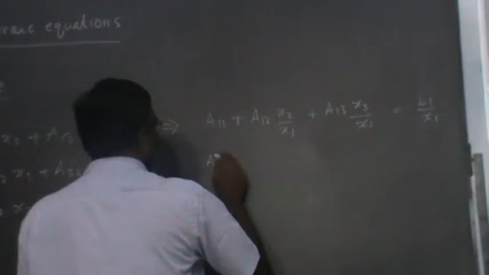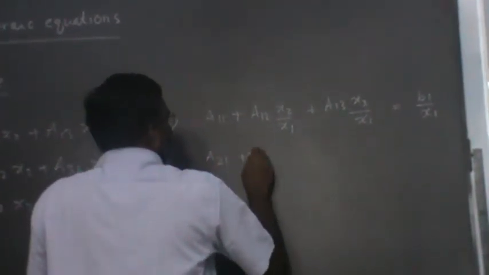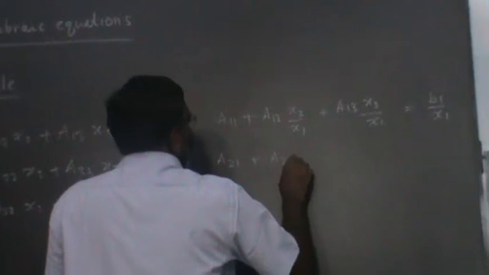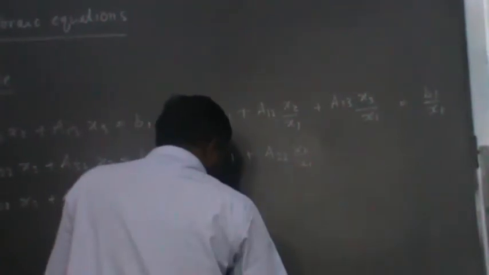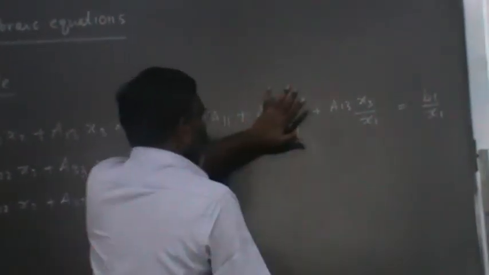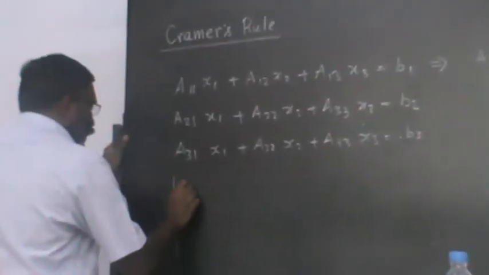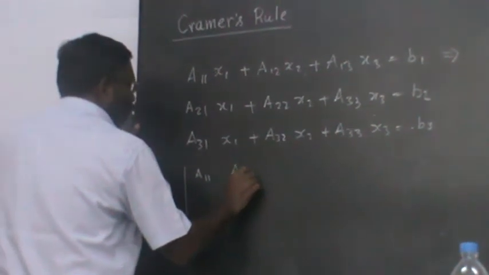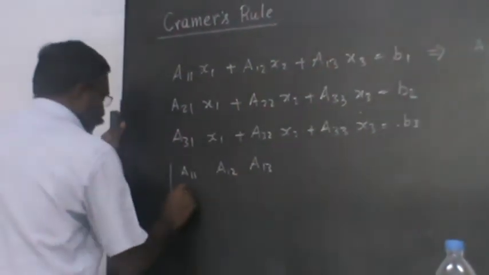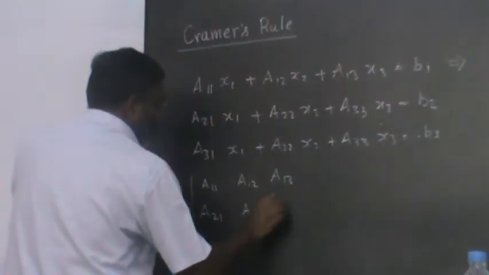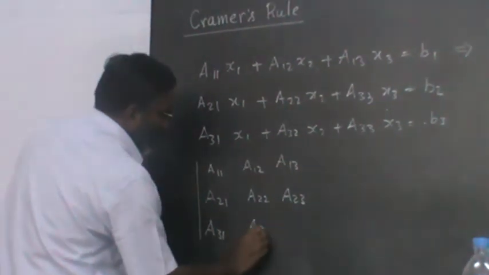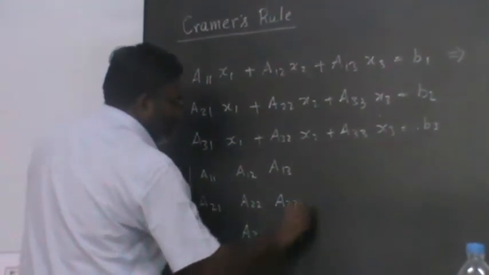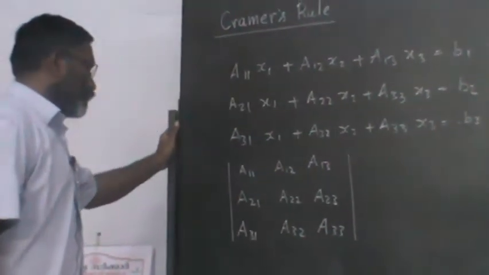So a22 x2 by x1. What essentially I am trying to do, this may be enough for us to get an idea as to what I am going to do. So I have the determinant of a11, a12, a13, a21, a22, a23, a31, a32, a33. Let's say this is my determinant of A.